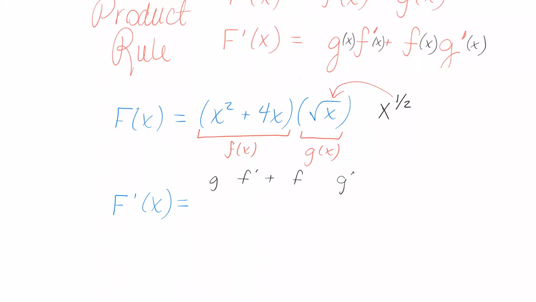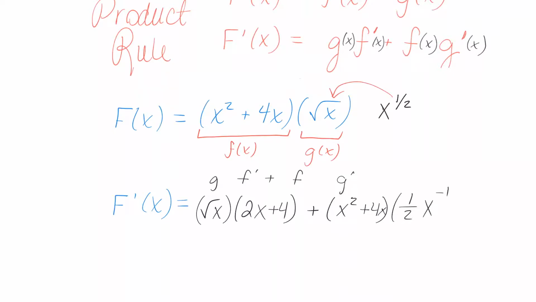Okay, so we're going to write g of x to start, and that's just the square root of x, times f prime. Well, f prime is 2x plus 4, plus f, which is x squared plus 4x, times g prime of x. Well, g prime of x is 1/2 x to the negative 1/2. Okay, so that is our unsimplified derivative.